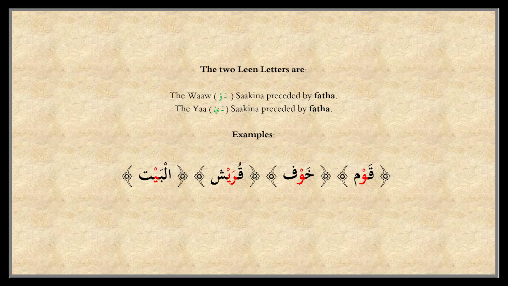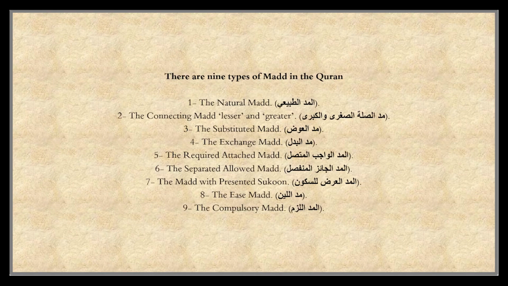There are altogether 9 types of mad in the Quran, and they are the natural mad, al-mad al-tabi'i, the connect mad, lesser and greater, the substitute mad, the exchange mad, the required attached mad, the separate allowed mad, the mad with presented sukoon, the ease mad, the compulsory mad.